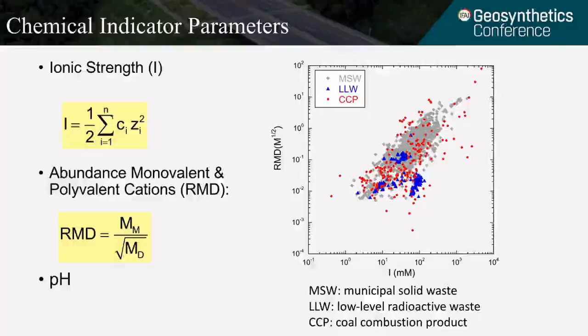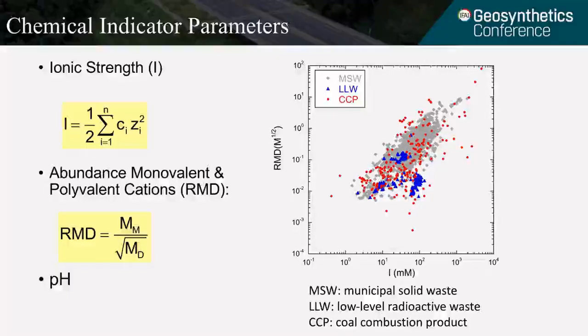Research has shown that GCL exposed to polyvalent cations has lower swelling, which potentially results in high hydraulic conductivity. The third one is pH. When it goes to extreme pH conditions, it also affects the performance of GCL.